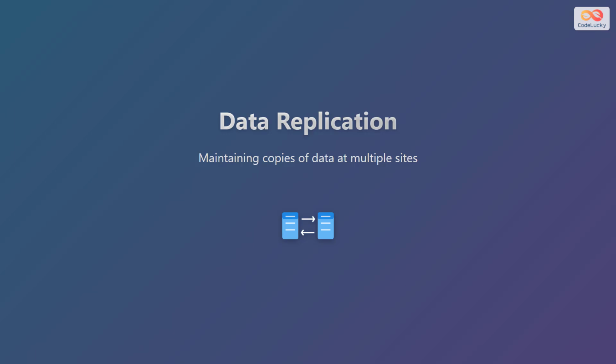Data replication is the process of maintaining copies of data at multiple sites. In essence, it involves creating and managing duplicate versions of information across different locations, ensuring that data is accessible and consistent, even in the event of failures or outages. It's like having backup copies of your important files stored in different places for safekeeping and easy access.